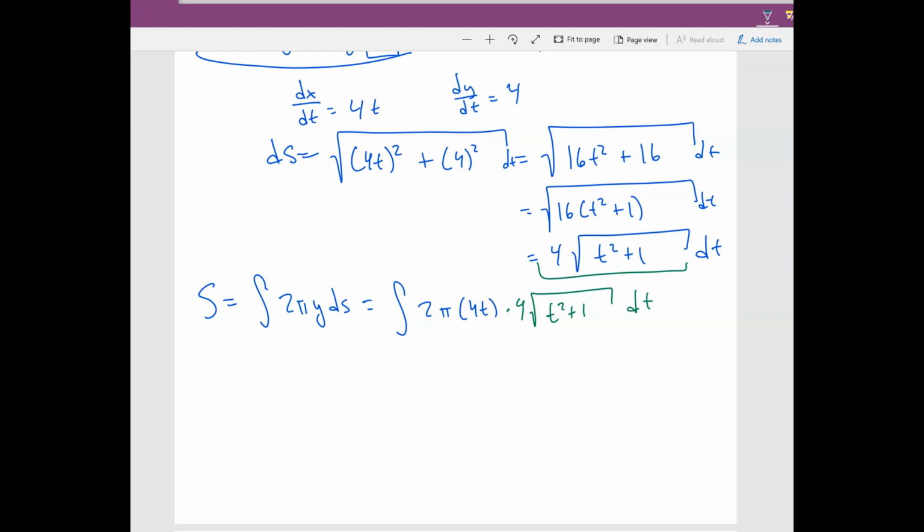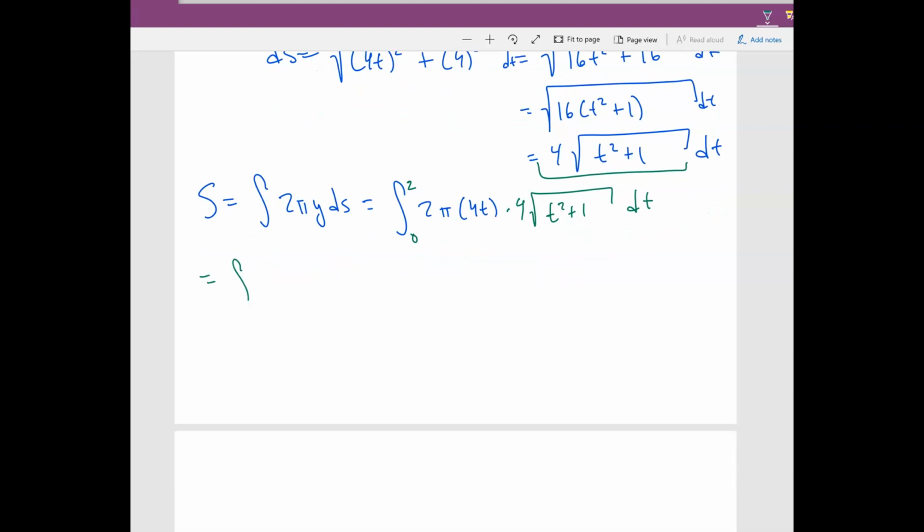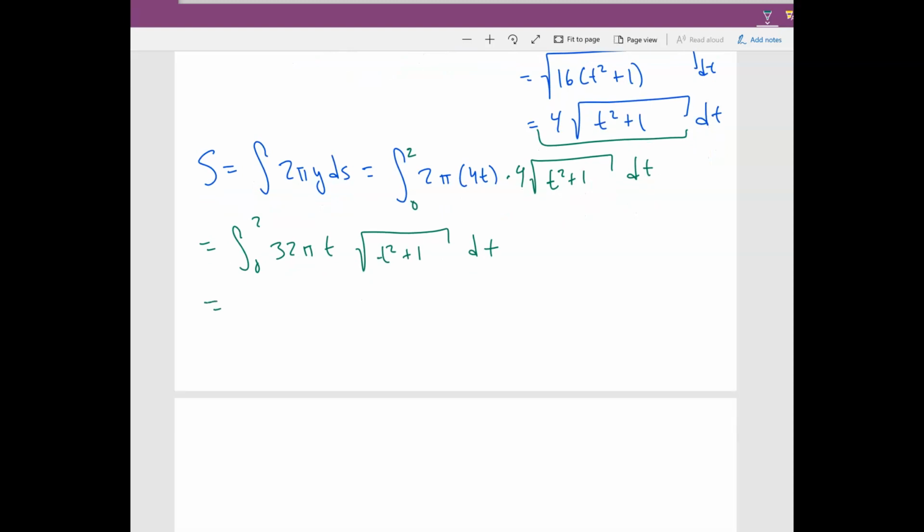Now t in this case, we're doing it from 0 to 2. So you're going to have the integral from 0 to 2 of... what is this going to give me? This is going to be 4 times 2 times 4, which gives me 32 pi t square root of t squared plus 1 dt. So I'm going to take out the 32 pi, and I'm going to have the integral from 0 to 2 of t square root of t squared plus 1 dt.